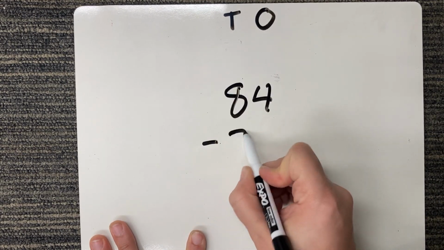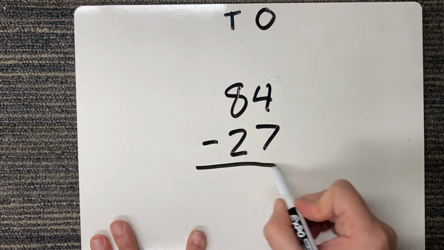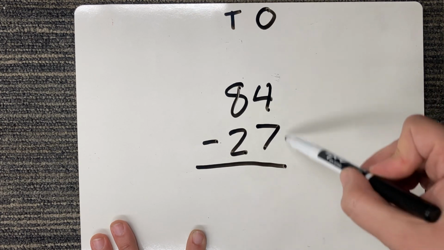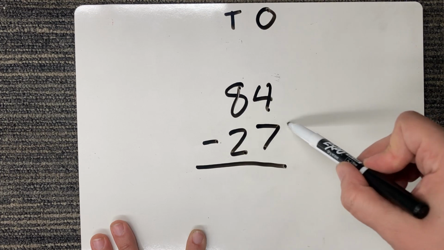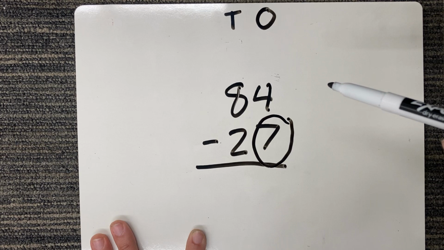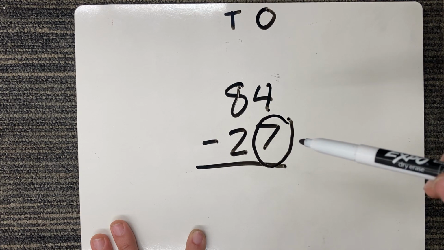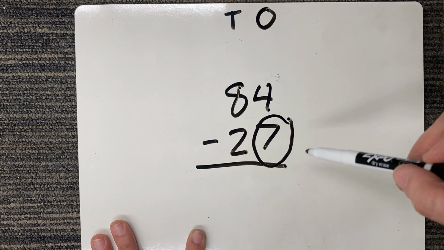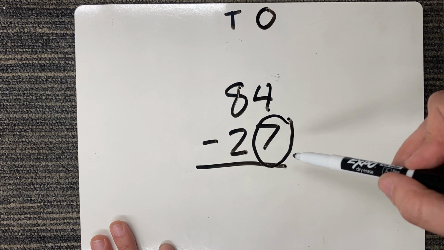84 minus 27. What do we subtract first? The ones. What do we do before we subtract? Circle the bigger number. Which is bigger, 4 or 7? 7 is bigger. Say the rhyme. Big number on the top, no need to stop. Big number on the bottom, oh no, we got a problem. Which one's on the bottom? The big number's on the bottom, so we do have a problem.